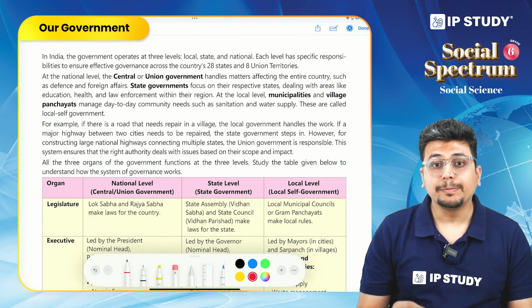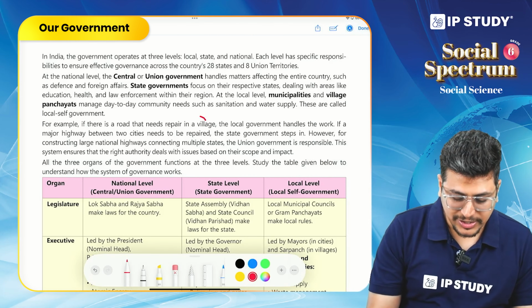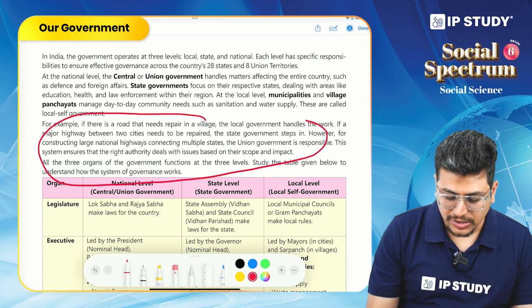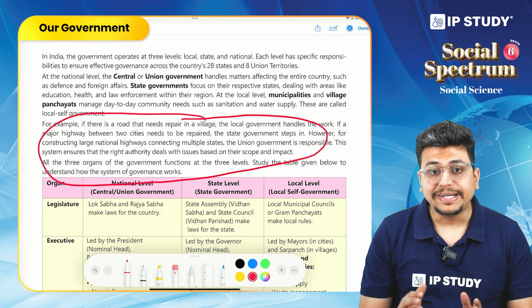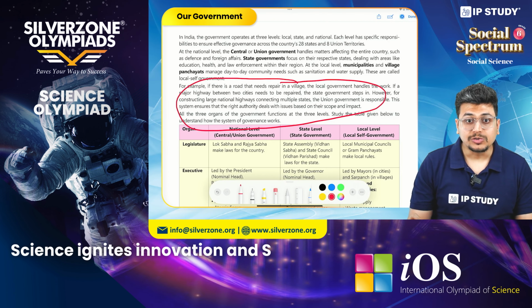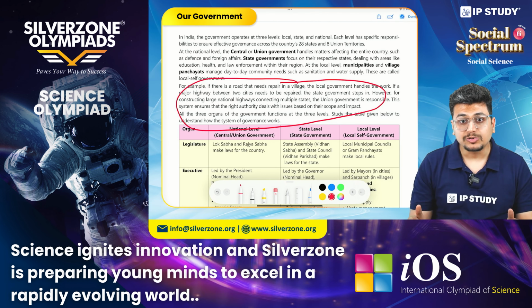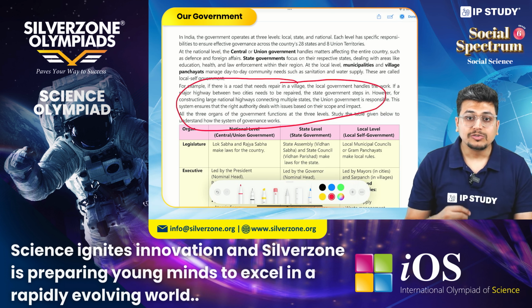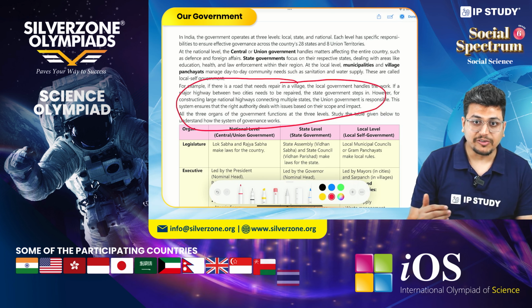Now take example of roads. There are some roads which are local roads and they are maintained by the local government. But then there are some roads which are connecting different parts of a state. So, for that, the state government looks after those roads.